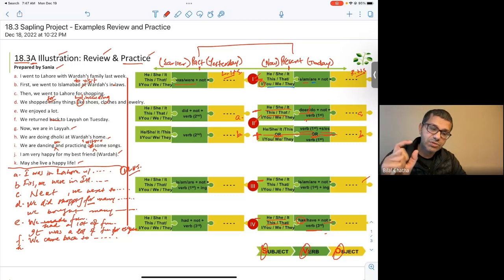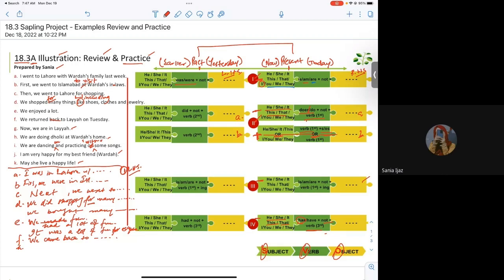Okay, so you know now usually, now we are in Laya. But now you are mixing present and past. So be careful. In some contexts you can use it, but be careful. So can we say it like this? We have reached in Laya. Now we have reached in Laya.